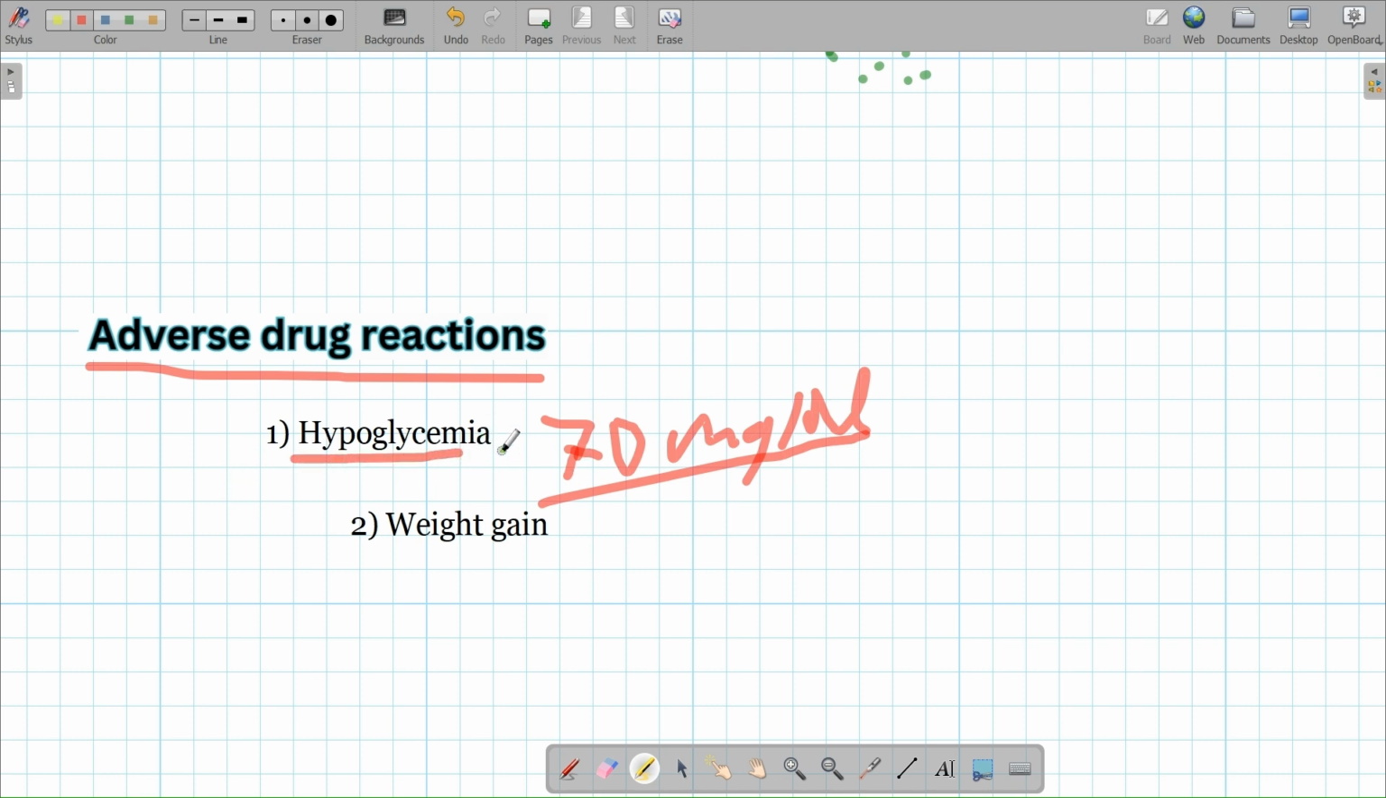Usually the signs and symptoms in hypoglycemia are dizziness, drowsiness, increased hunger, shivering and shaking. These are some of the common signs and symptoms of hypoglycemia. It is important for us to explain these signs and symptoms to the patients while they take this drug. The next is weight gain. Weight gain usually occurs due to the increased amount of insulin released when this drug is taken.